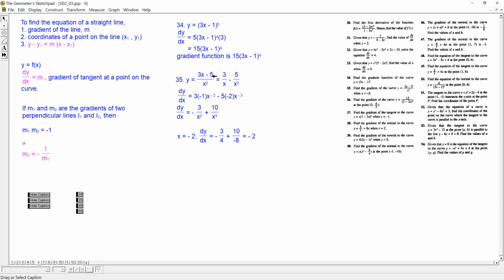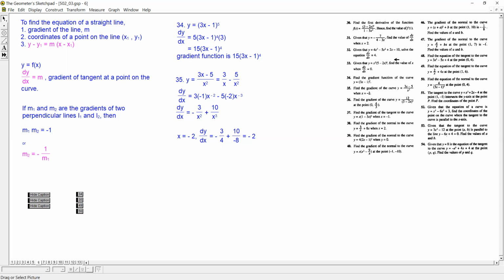So this is the y. I want to find dy/dx. Differentiate the first term here. This is x to the power negative 1. Bring down negative 1, power becomes negative 2. This one is x to the power negative 2. Bring down negative 2, power becomes negative 3. Simplify and multiply together, it becomes negative 3, with x squared at the bottom. Negative 5 times negative 2 becomes positive 10, then x to the power 3 goes to the bottom. So this is my dy/dx. This is my gradient function.